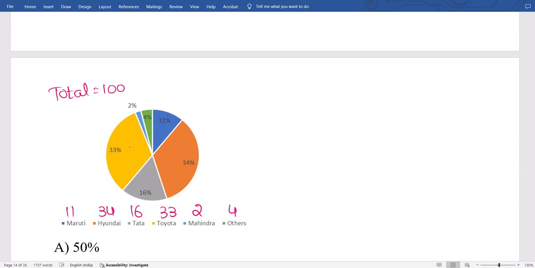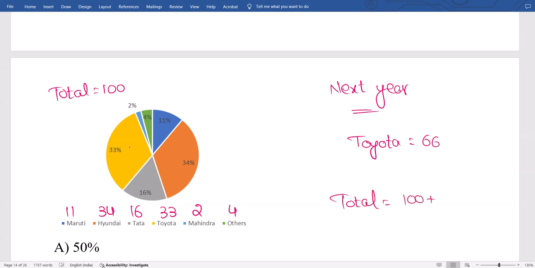Now Toyota is doubled next year. This is current year, next year Toyota is doubled, means 66. Now remaining all are same, means total will be 100 plus 33. This extra 33 will come, no? So that is 133. Now what is the Toyota percentage?